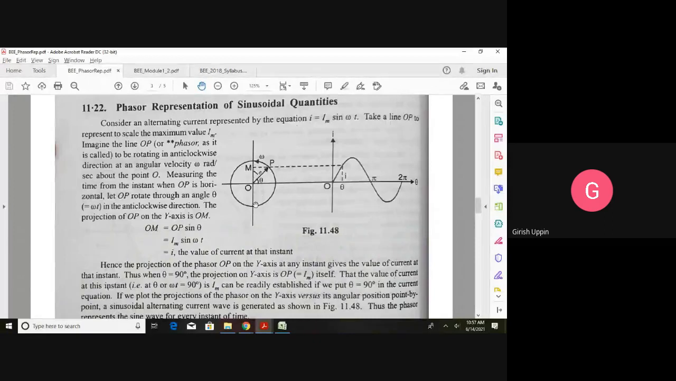Here OM is a representative of the instantaneous value of the voltage. OM is equal to OP sine theta, and we know OP is the peak value. That is how OP sine theta is equal to Im sin omega t, which is equal to i, the instantaneous value of the current at any particular instant. So this is how we represent it.